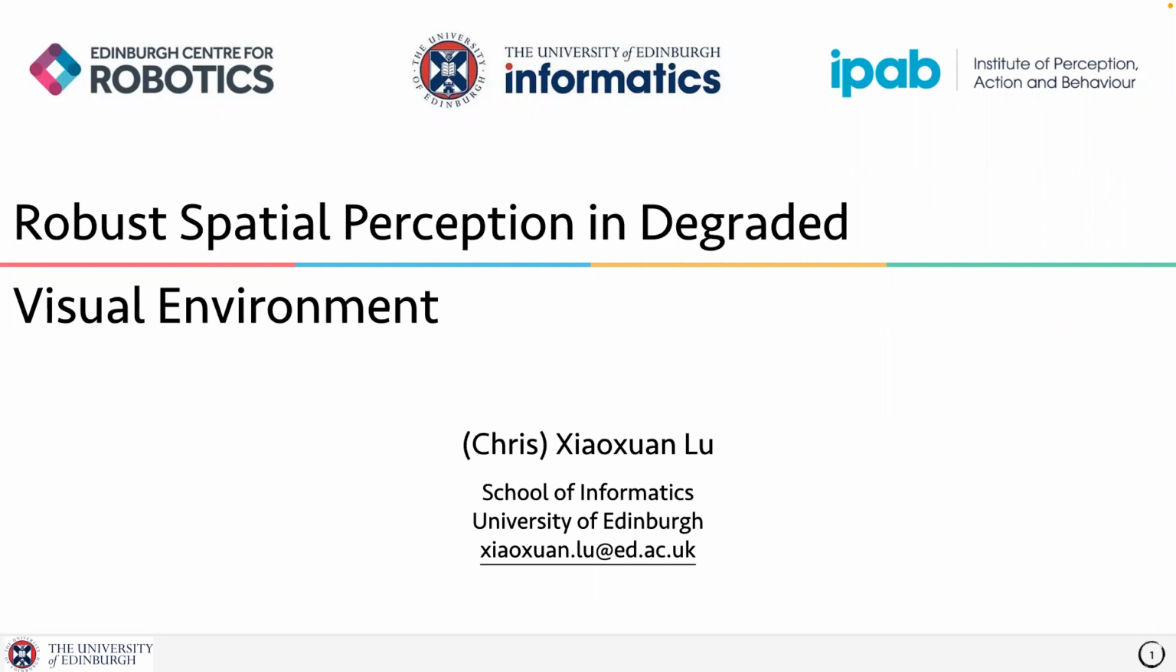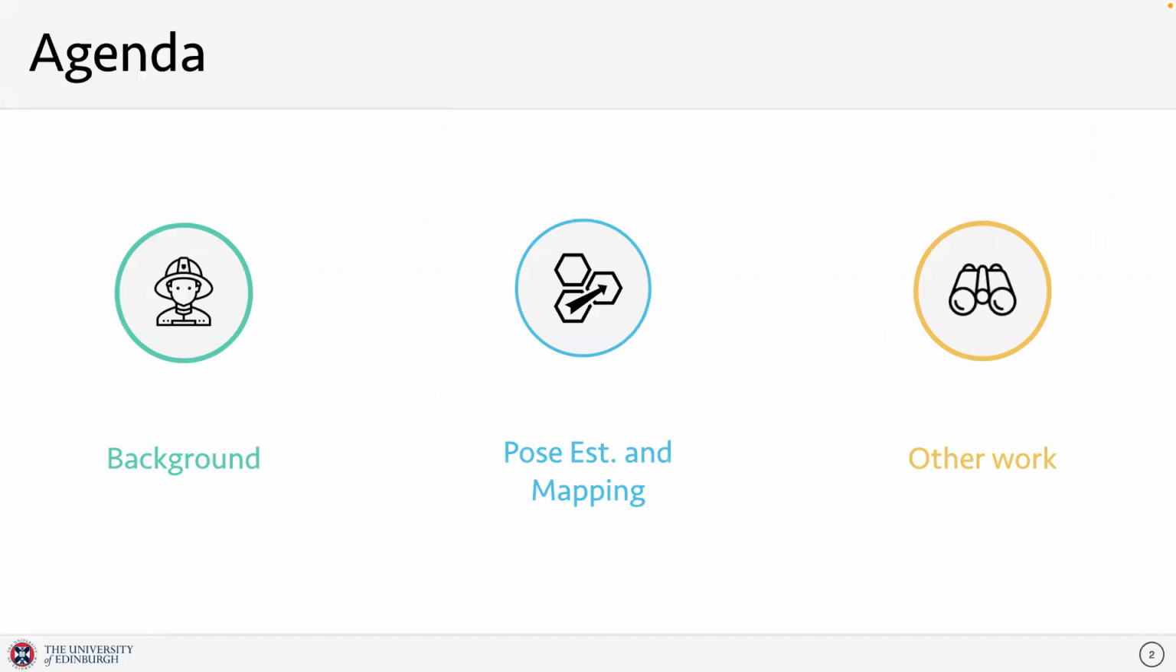Today I'm going to talk about robust spatial perception in degraded visual environments. The roadmap of today's talk is like this. In the first part, I will briefly talk about the background of spatial perception and visual degradation. Then in the second part, I will dive into the details of two representative works and systems in this domain. Then in the last bit of the talk, I will briefly go over some other ongoing work related to visual degradation and spatial perception, but at a high-level idea. All right, let's get into the first part.